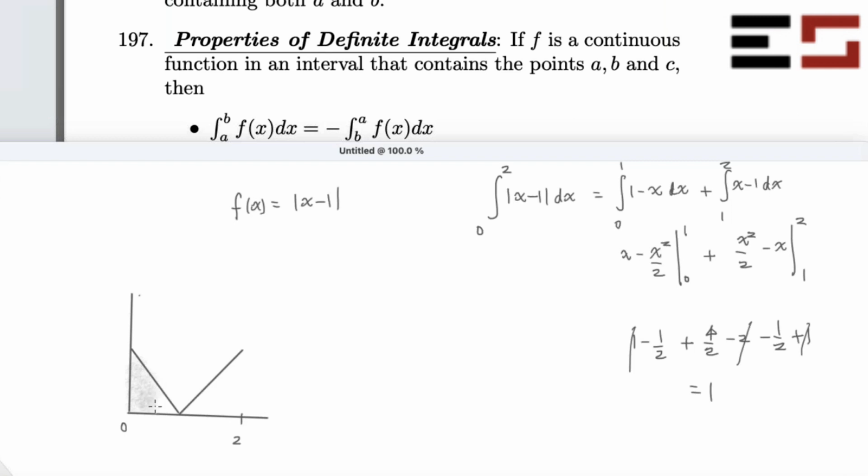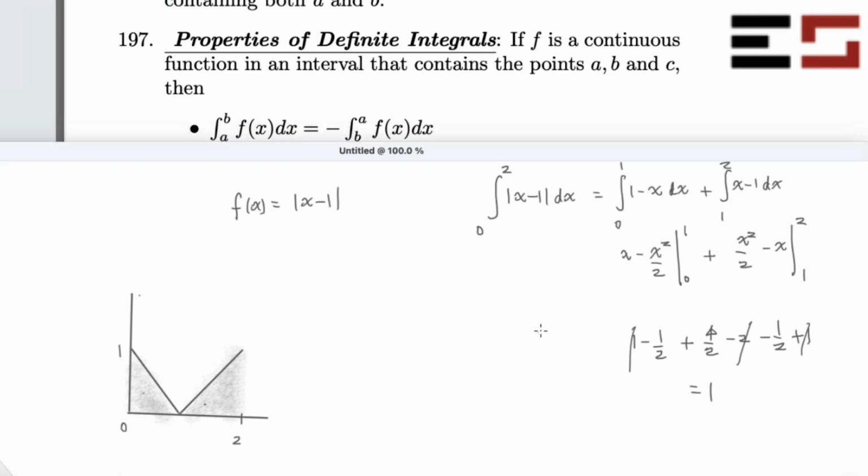This is a triangle. This is a triangle. Both have slope 1. These segments have slope 1. So this height is also 1. So what is the area of this triangle? Half. What is the area of this triangle? Half. Half plus half is 1, that's it. So whichever way you like, you can use it.